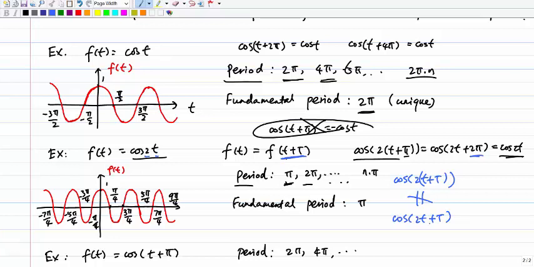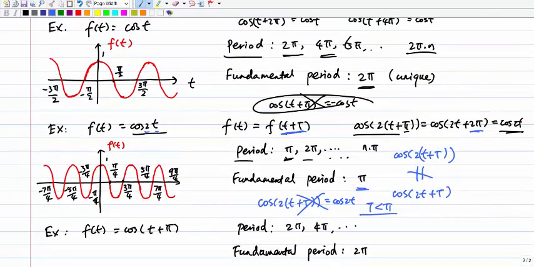Now the fundamental period for this case will be just pi, because you cannot find anything smaller than pi such that cosine 2(t + T) is equal to cosine 2t. You cannot find one if T is less than pi. This is never true.